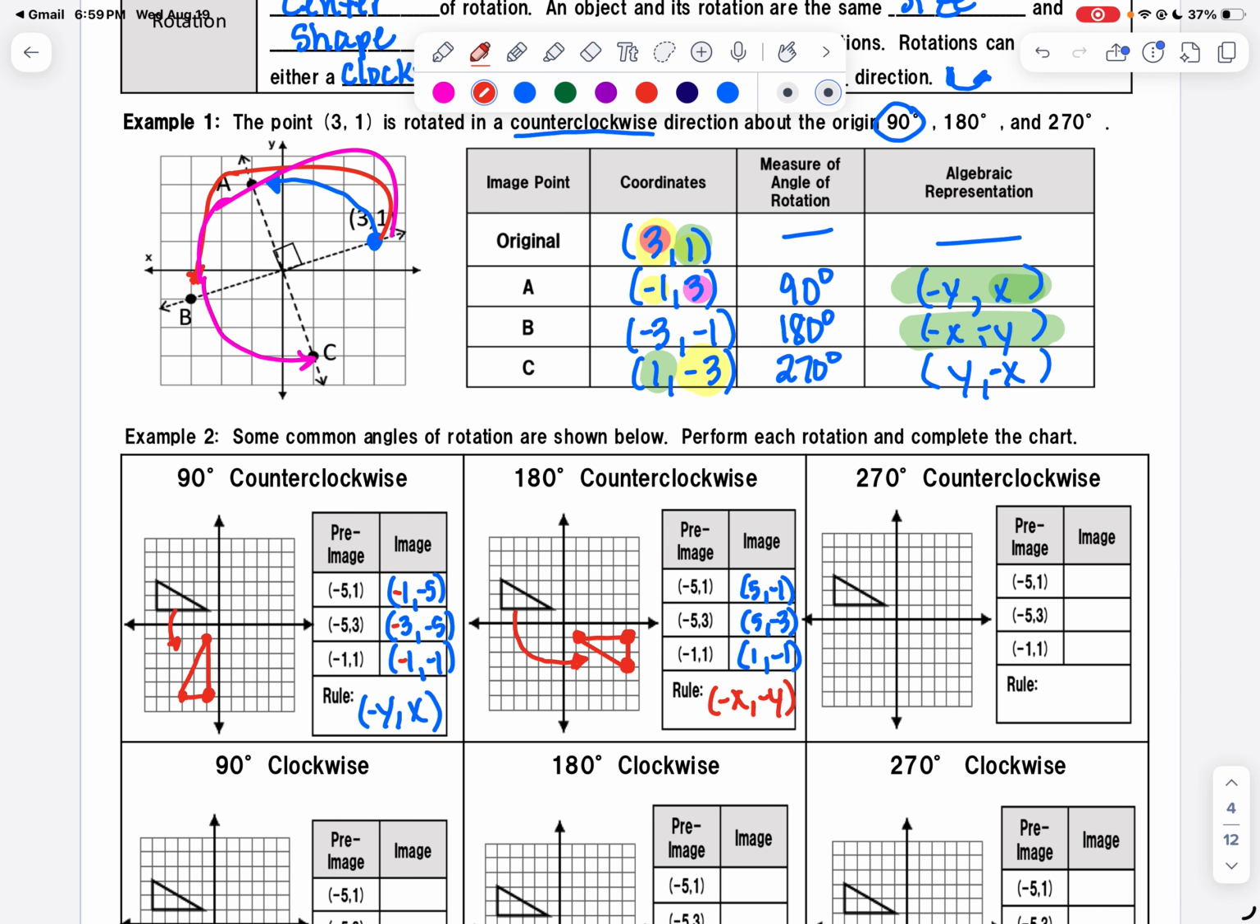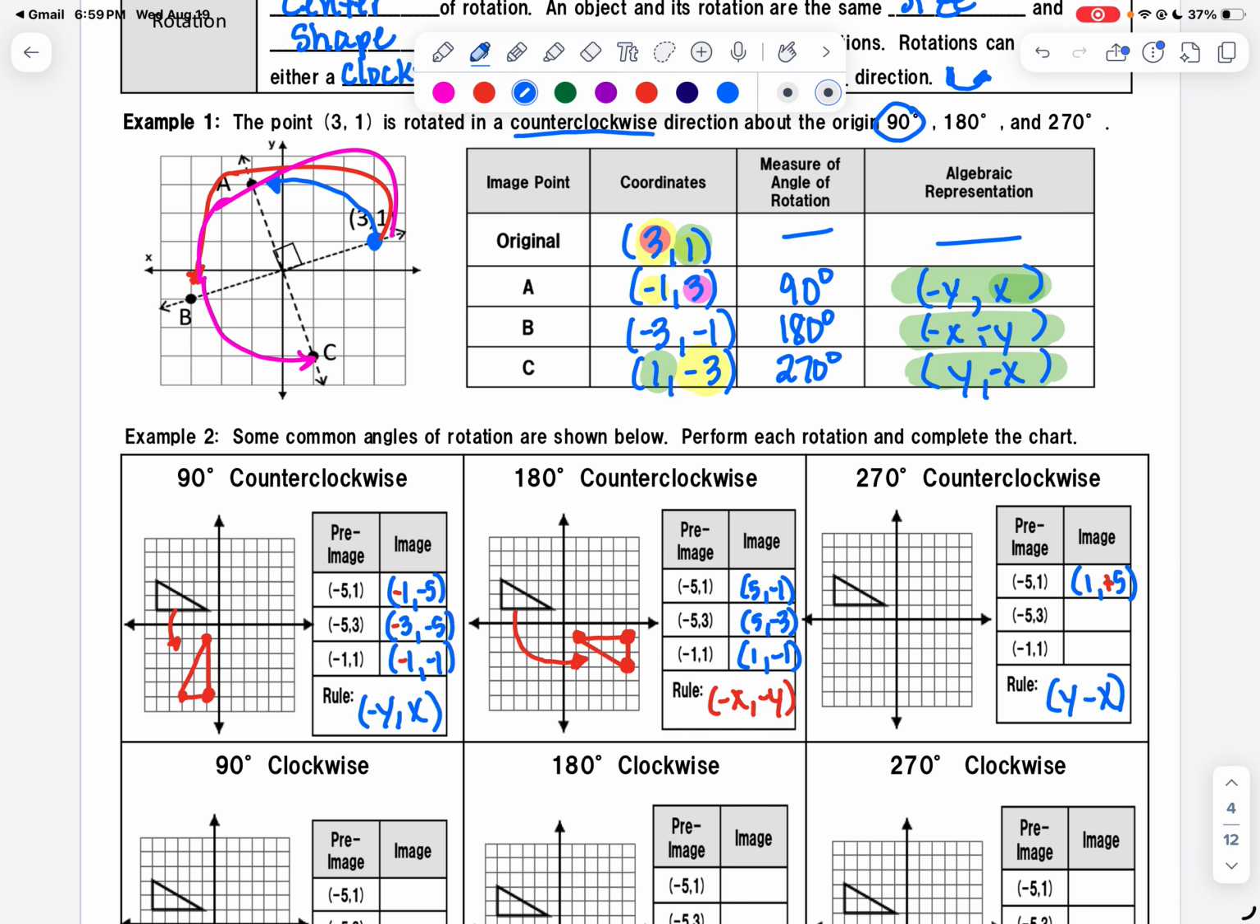All right, 270 degrees counterclockwise. Here's our rule for 270 counterclockwise. And that rule is y, opposite x. So our x and y's are going to swap places, and we're going to change the sign on the original x. So this would become 1, -5. And then change the sign on the original x. So this would go to positive 5.